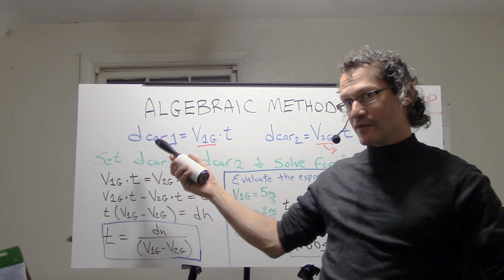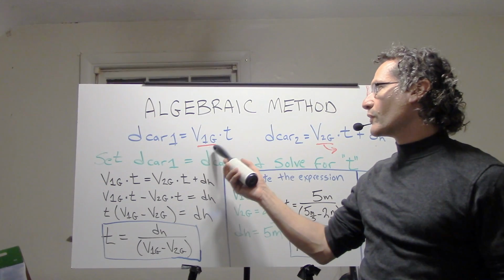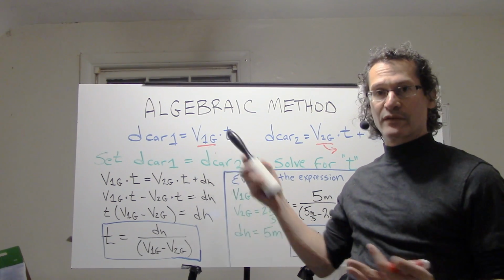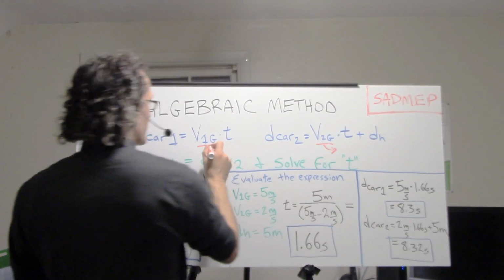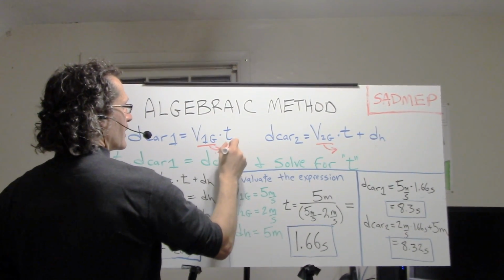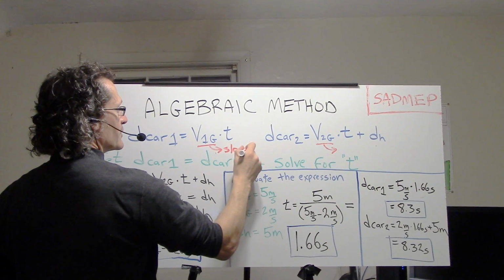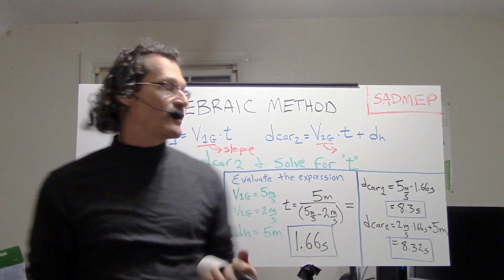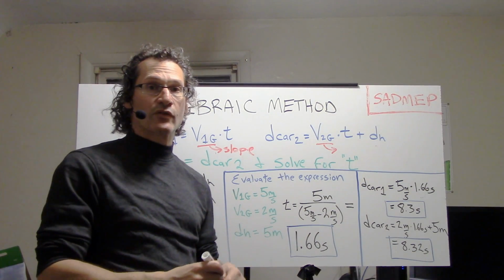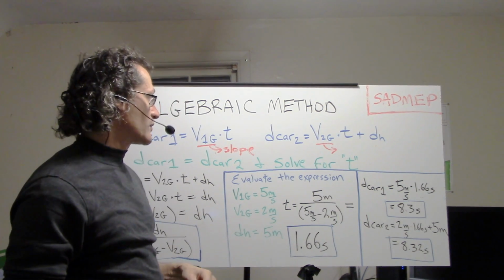d car 1, which is the displacement of car 1, is equal to the velocity of car 1 times t. This velocity, of course, is the slope on the d versus t graph. So this is where we got it in our battery of buggies experiment. So there's a relationship between the graphical and, of course, algebraic. There's just two different ways to describe the motion of these cars.